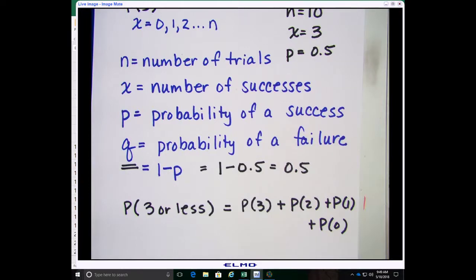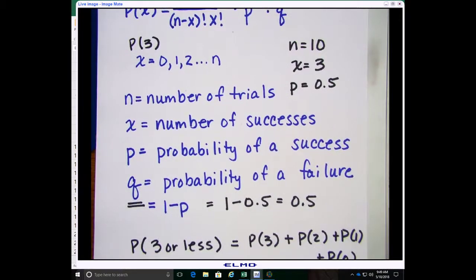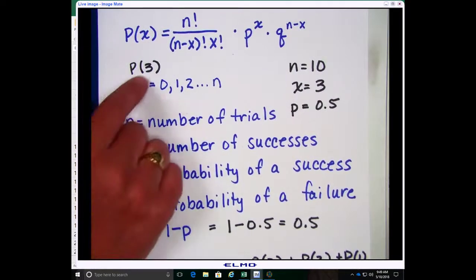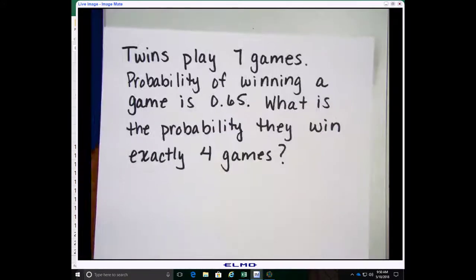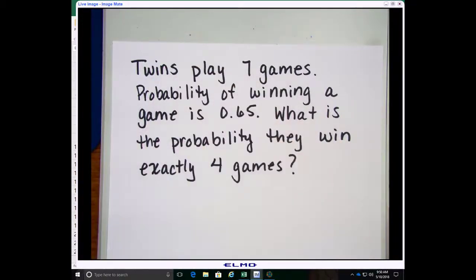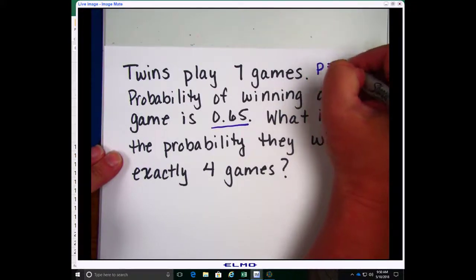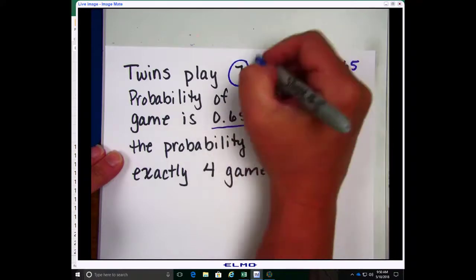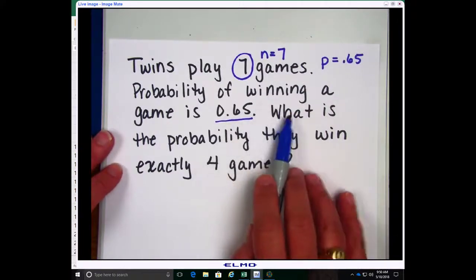So what we're going to do is do an example, and we'll use Excel to actually calculate our probability distribution table. The probability distribution table figures out the probability of getting 0, 1, 2, all the way up to N successes. All right, so for my example, we're going to make some assumptions, but let's pretend that the twins play 7 games and that the probability of winning a game is 0.65. So I'm going to define this as the probability of a success, or P, to be 0.65. They're going to play 7 games, so I'm going to take my N to be 7.